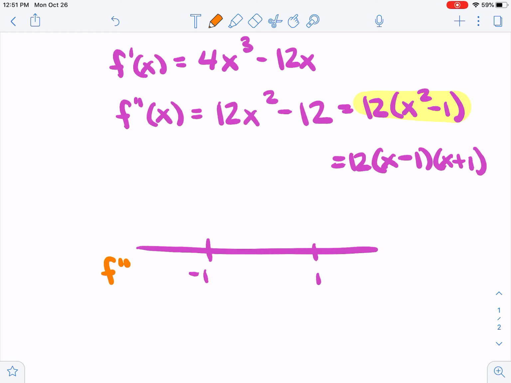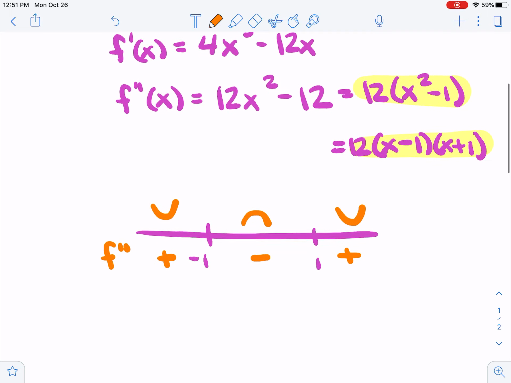We're going to pick points to evaluate the second derivative, and let's pick -2 and plug it in here to the second derivative. If we do that, we get something positive. If we plug a 0 in there, we get 12 times -1 times +1, which is negative. If we plug in a 2, we get something positive. So this is concave up like a cup, concave down like a frown, concave up like a cup. This changes concavity at -1 and at +1.